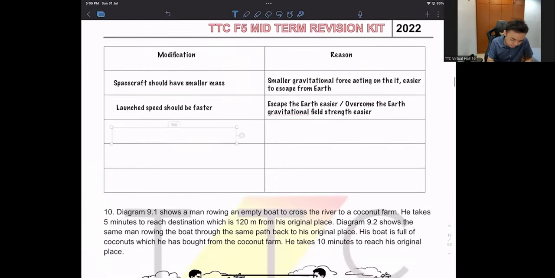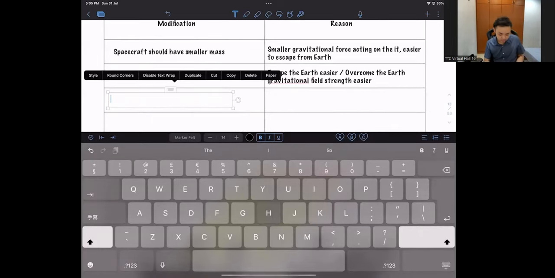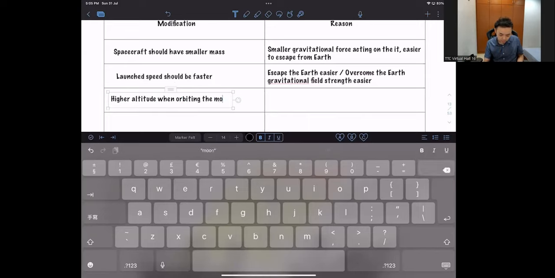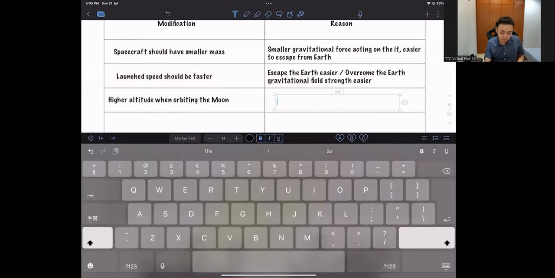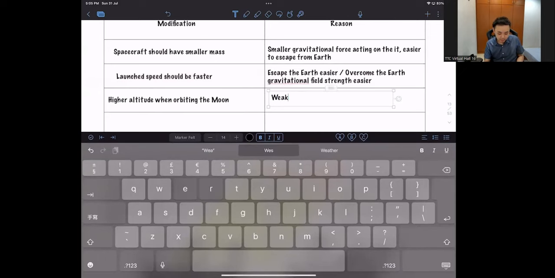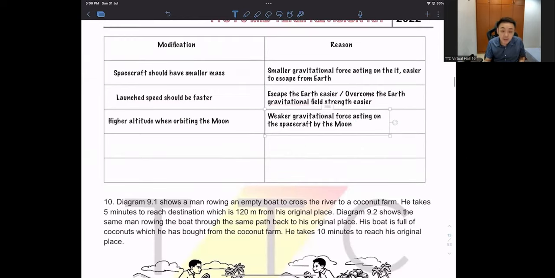Altitude, you want it to be higher, at a higher altitude when orbiting the moon, so that you have weaker gravitational force acting on the spacecraft by the moon. Easier to escape later. And then how to save fuel?